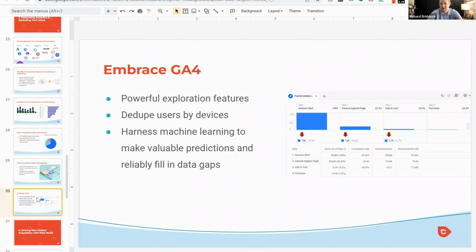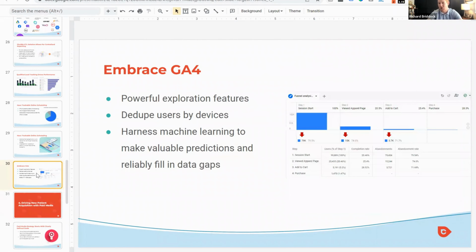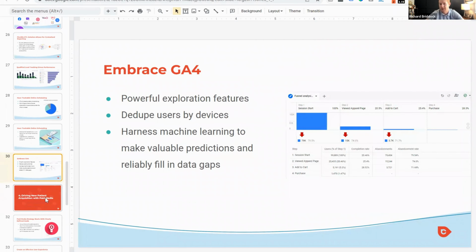Finally, just an obligatory shout out to GA4. Embrace it. You're going to be forced to do it anyway. So I would say, if you haven't made the switch to GA4 yet, make sure you do so, because there's some great features in there that will help you better understand acquisition and the health of the website, and make sure that you're, again, making better decisions.